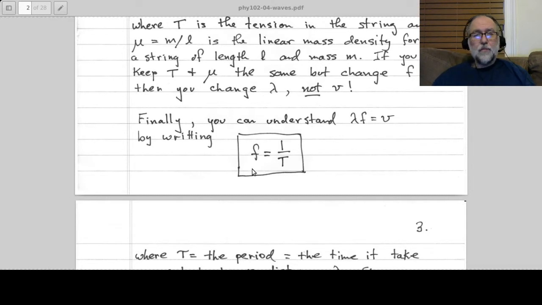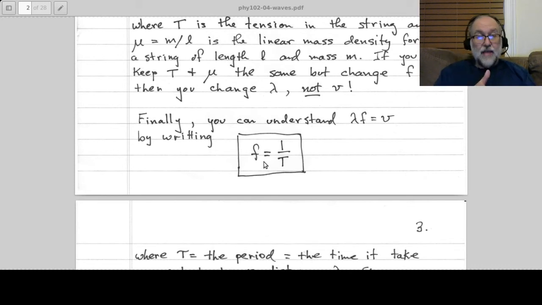Okay, so let me see if I can help you with that. If you think of it this way, if you say 5 crests pass by a point per second, that's a frequency, 5 per second. How long would it take just one of them to travel a distance lambda? It would be a fifth of a second. Why a fifth of a second?